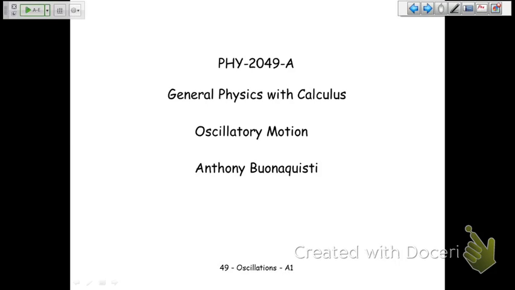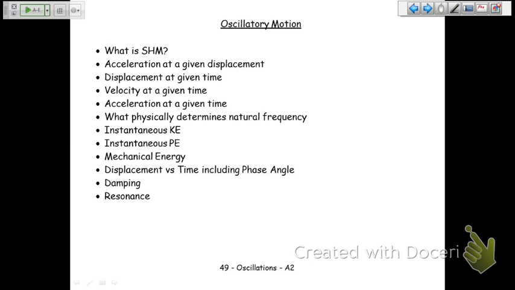Today is all about oscillations. We're going to talk about what is simple harmonic motion, then acceleration at a given displacement. Imagine that you're like this kid who has learned some mechanics, and you just want to apply it and see what you can figure out for something new. That's kind of where this chapter goes. Can we figure this out? Can we figure that out? It turns out you can figure out a tremendous amount based on your general physics 1 of what's going on with these oscillations and waves. That's the game we're playing.